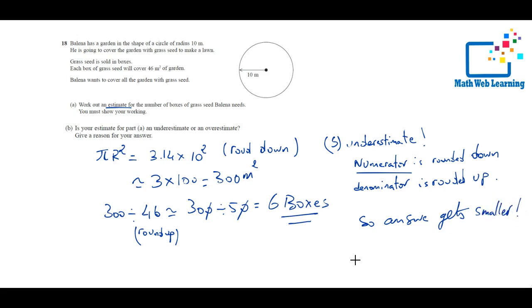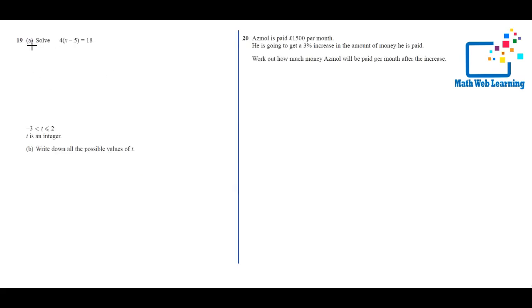All right. Next question is question 19. Right, guys, we're going to do question 19A and then B, and then we'll move on to question 20. So question 19 part A is solving this simple equation. First thing you need to do, expand the bracket. So that gives you 4x minus 20 is equal to 18. And then you add the 20 to both sides. That would leave you with 4x on this side, and this one's going to be 38.